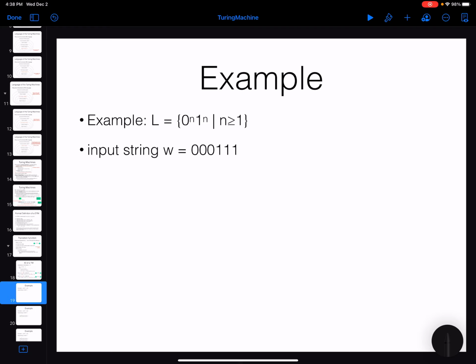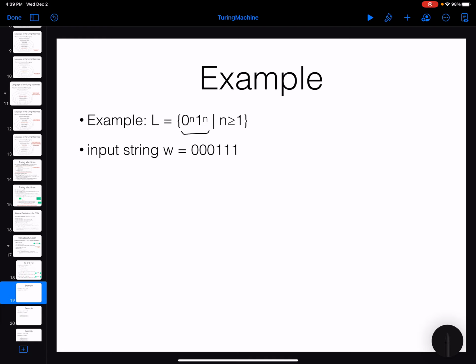This is the language of n number of zeros followed by exactly n number of ones. We know that this is a context-free language, so it can be solved even just using a pushdown automaton, but this is an interesting example. Because this is a decidable problem, we should be able to write a Turing machine for that as well.